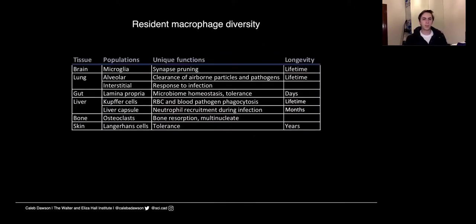And here are just some examples in different organs. We have individual or even multiple macrophage populations, each with very specific functions for that organ. Some of the macrophages have a lifespan of the life of an animal, whereas others survive only for days, and others for months.